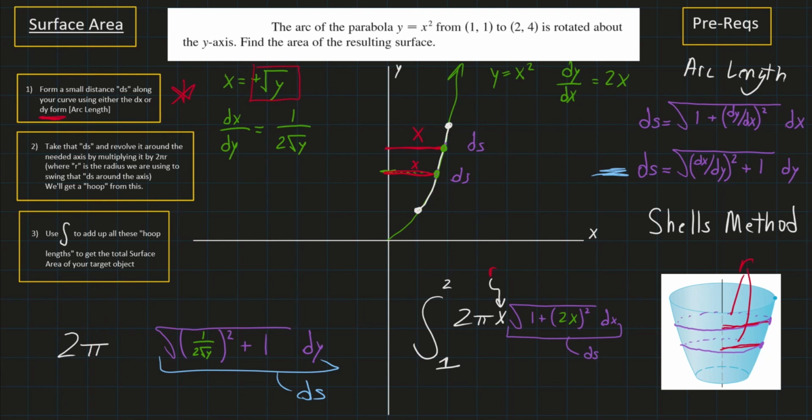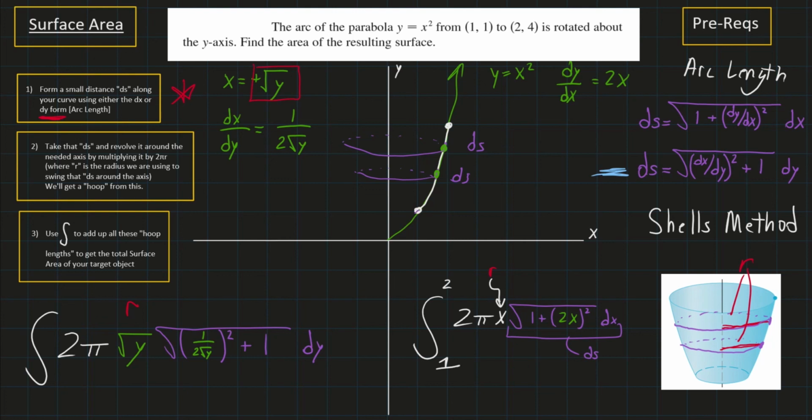So I will write positive radical y right here. That will be my x and therefore my r. So this whole thing allows me to swing each one of these ds's about the y-axis to get my hoop. And of course I want to just add up all of these hoops to get my total surface area.